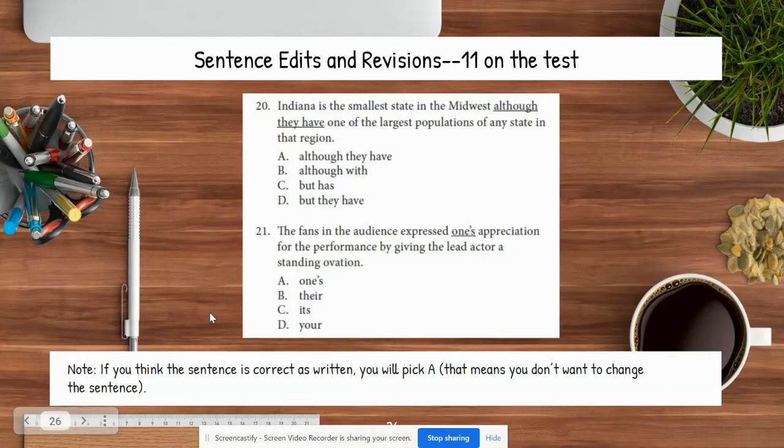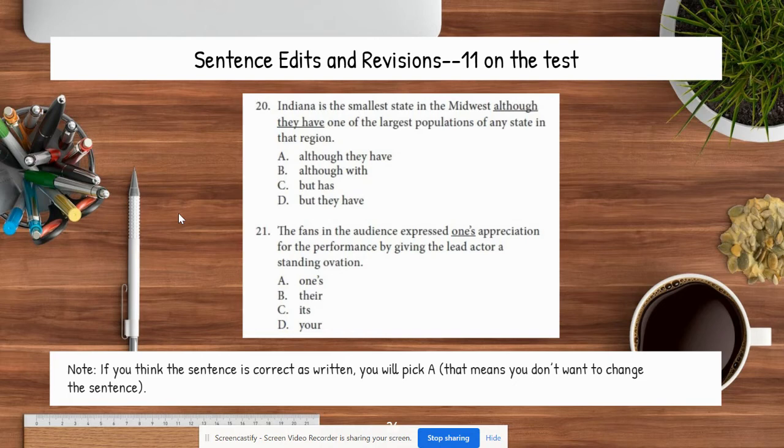The other type of question you'll get, and you'll have 11 of these, are the underlined portion questions. You're supposed to scrutinize the underlined portion and see if you want to change it, and if so, what would you change it to? You can see these questions a lot better. These are just a little easier to put in the slideshow because they're pretty short.